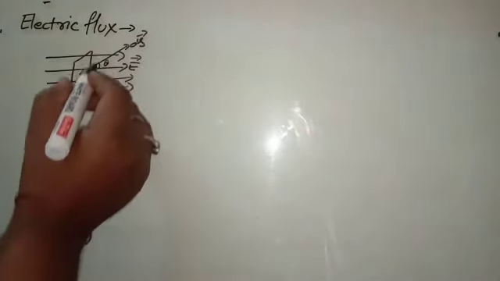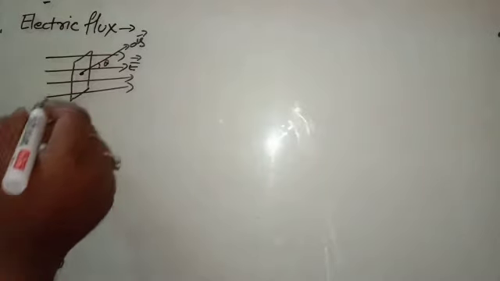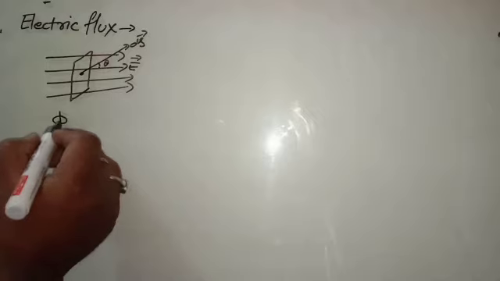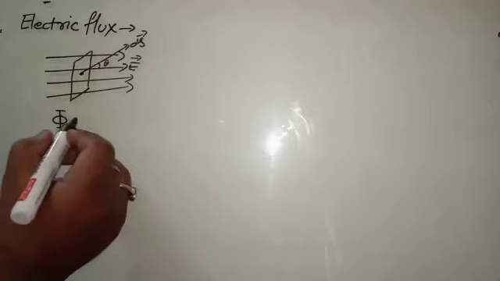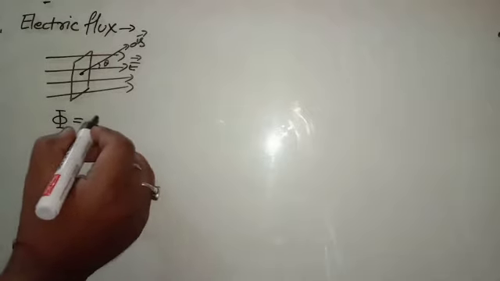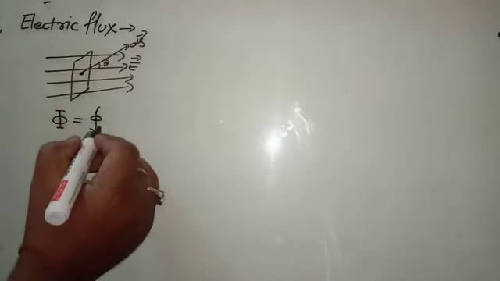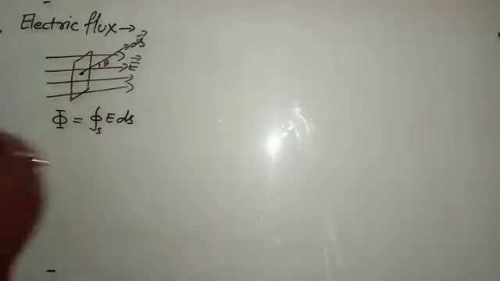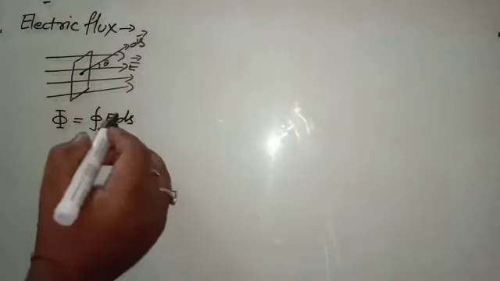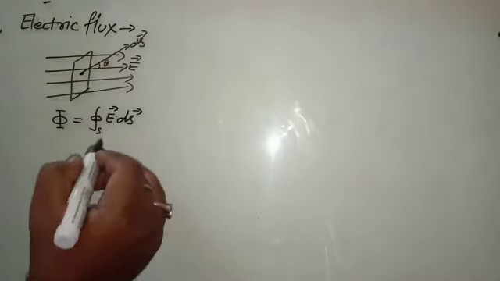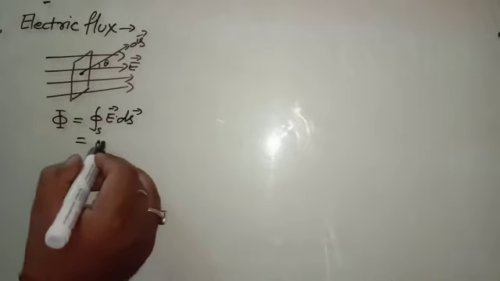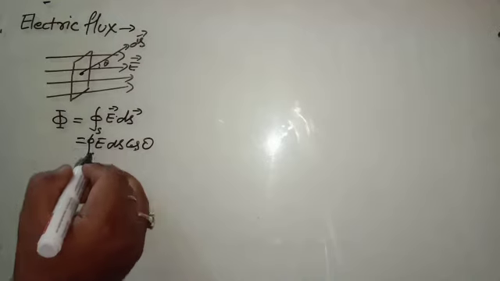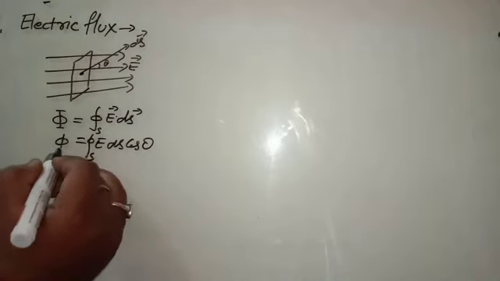In that case, the number of field lines crossing this surface is called the electric flux, and we can define this electric flux by phi equal to the closed surface integral of the electric field E dot the small area element ds, and this is equal to the closed integral of E ds cos theta. This is the electric flux.